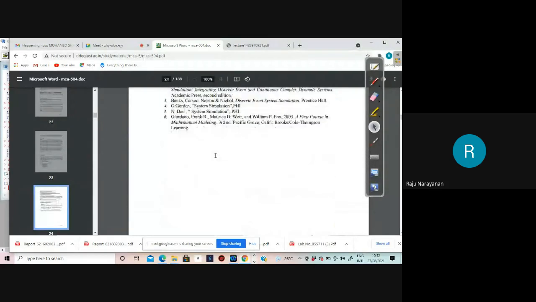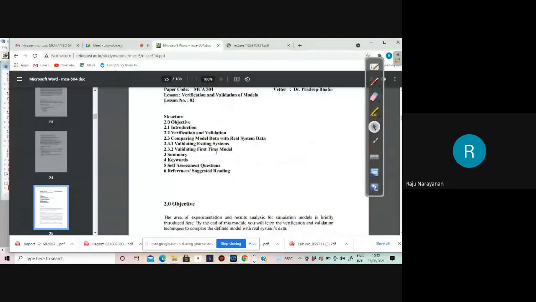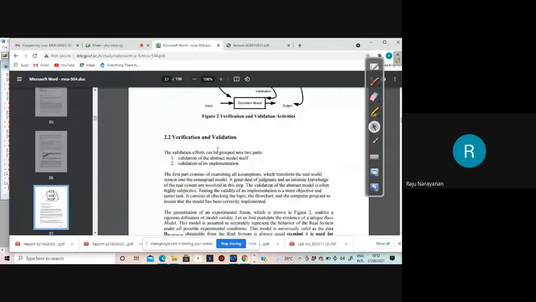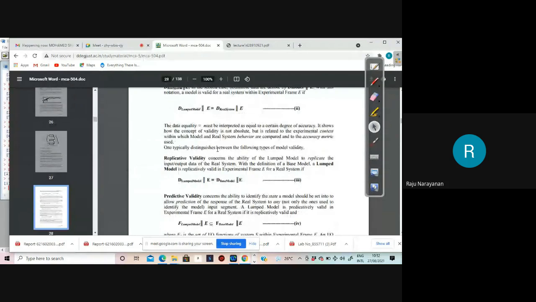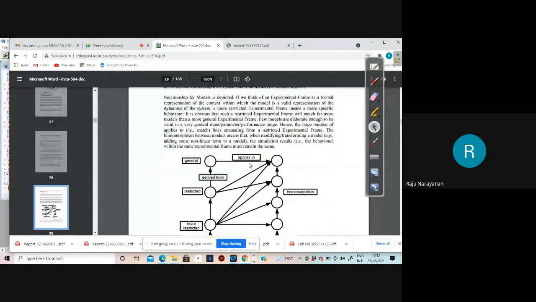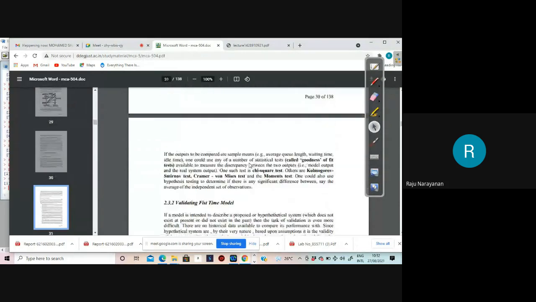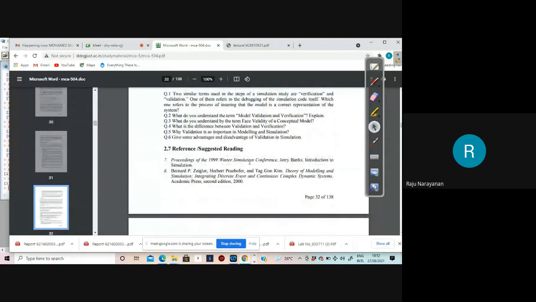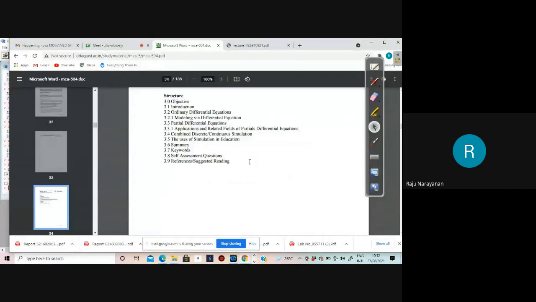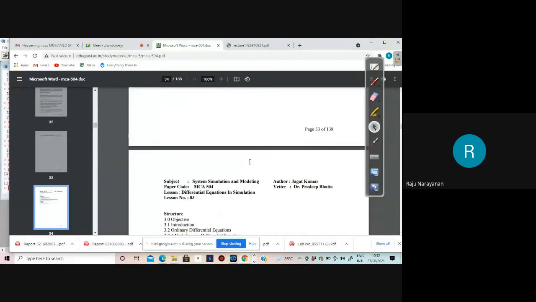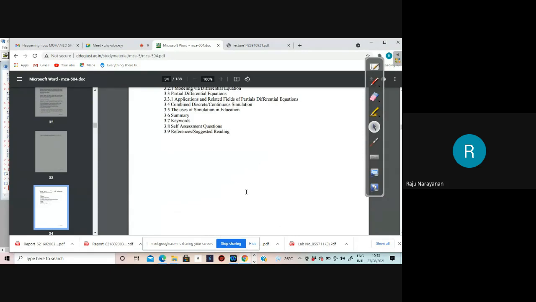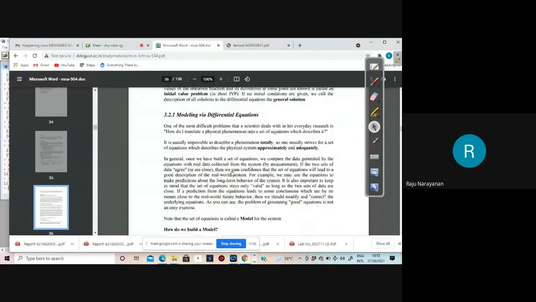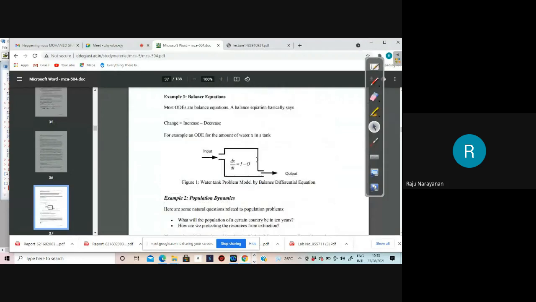Self-assessment questions, references, systems, simulation and modeling, system simulation. Actually, I don't know these things because I have no idea about the working of machines and other things. System simulation, modeling, differential equations in simulation. That's what I told you. It is a big subject. Modeling with differential equations is big.